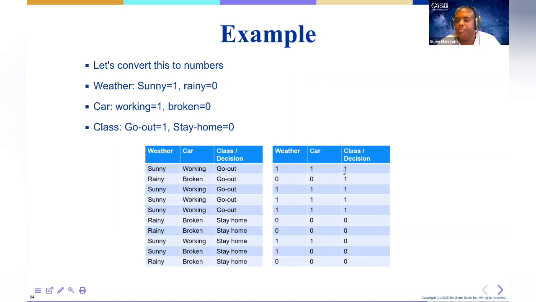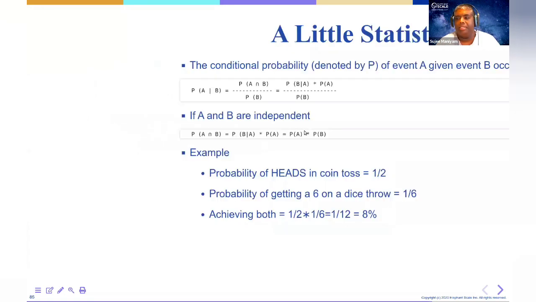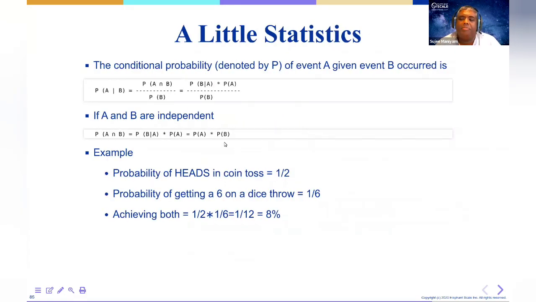So going out is 1, stayed home is 0. If we look at this, I went out 5 times and stayed home 5 times. These are my observations. So the basic theory of probability says if the events are independent, you can calculate the combined probability by multiplying them. Okay, what does it mean?